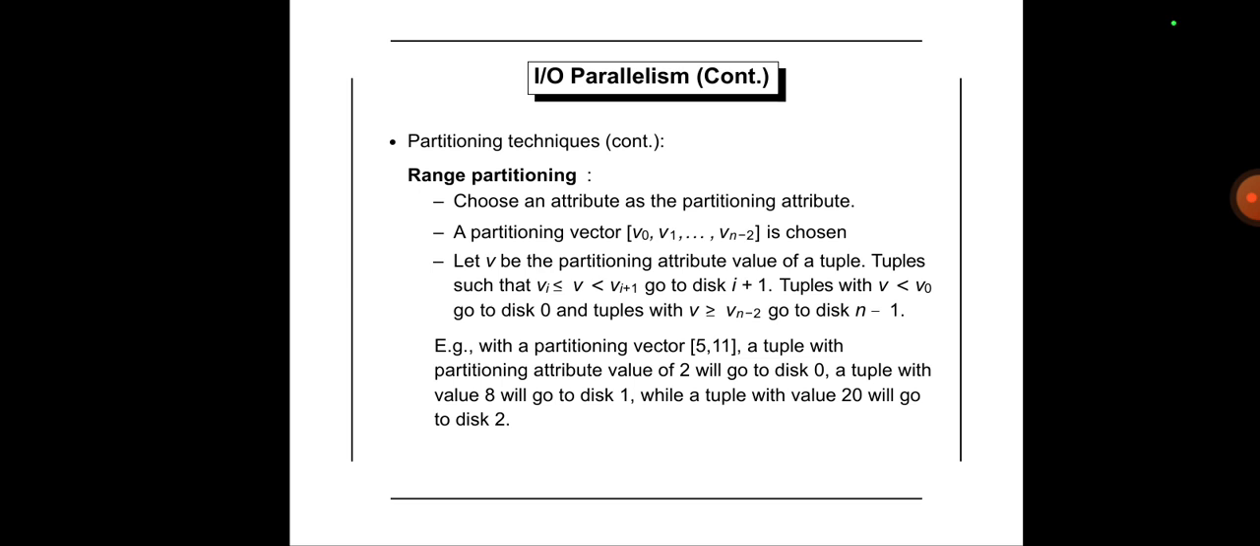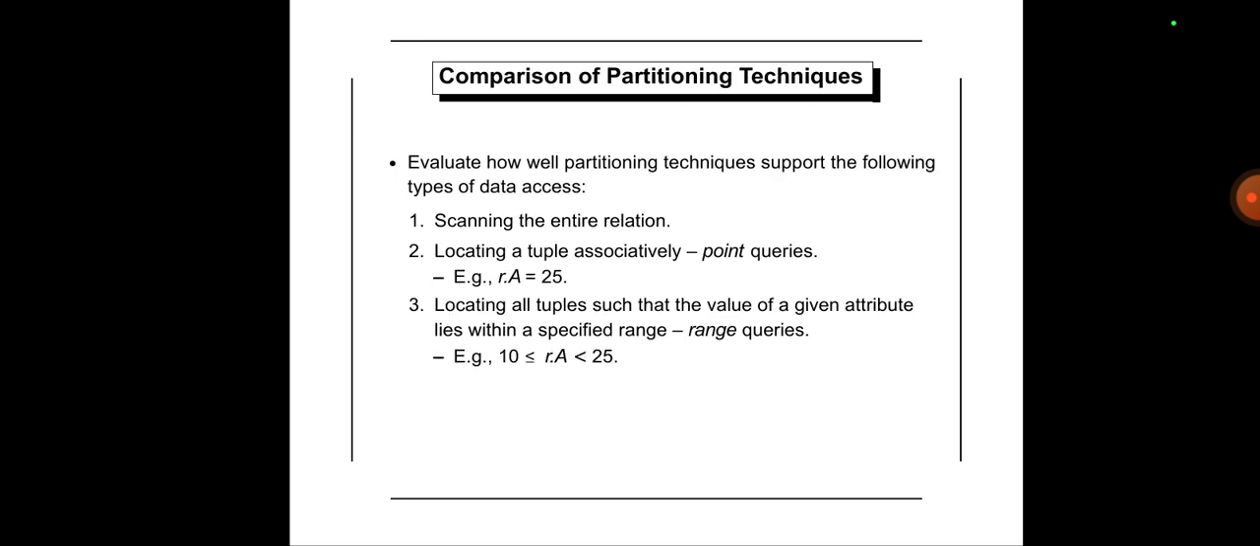This is an example. Consider a tuple t such that t[A] equals x. If x is less than v0, then t goes to disk D0. If x is greater than or equal to vn minus 2, then t goes to disk Dn minus 1. If vi is less than or equal to x less than vi plus 1, then t goes to disk Di plus 1. And then, comparison of partitioning techniques.